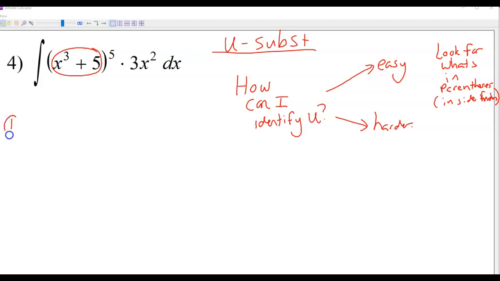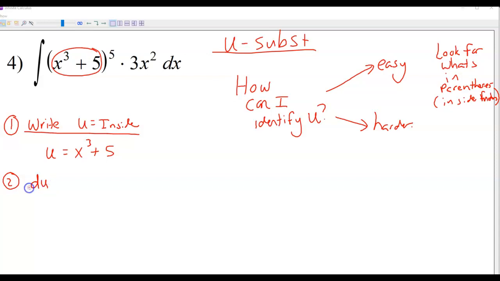Step one is to write out u equals inside function. So in this case, u equals x cubed plus 5. Step two is to take the derivative of u with respect to x. So the derivative of u with respect to x is basically just going to be the derivative of this thing, which is 3x squared.